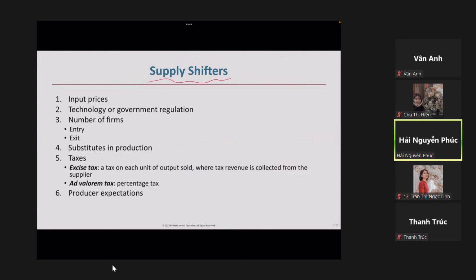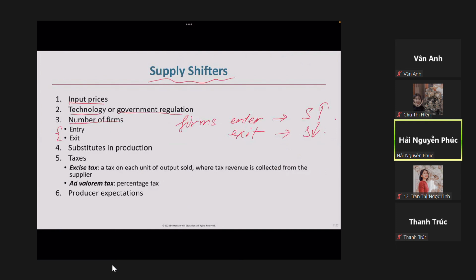Here are some of the key supply shifters, namely input prices, technology, government regulation, and the number of firms in the market. Now it is very important to recognize that there might be some barrier to entry or exit. If firms enter the market, then supply will increase. If firms exit the market, then we are going to have a decrease in supply.